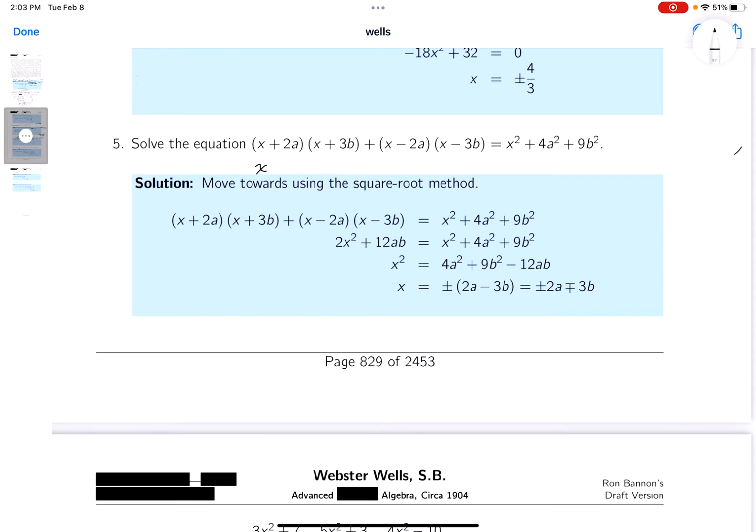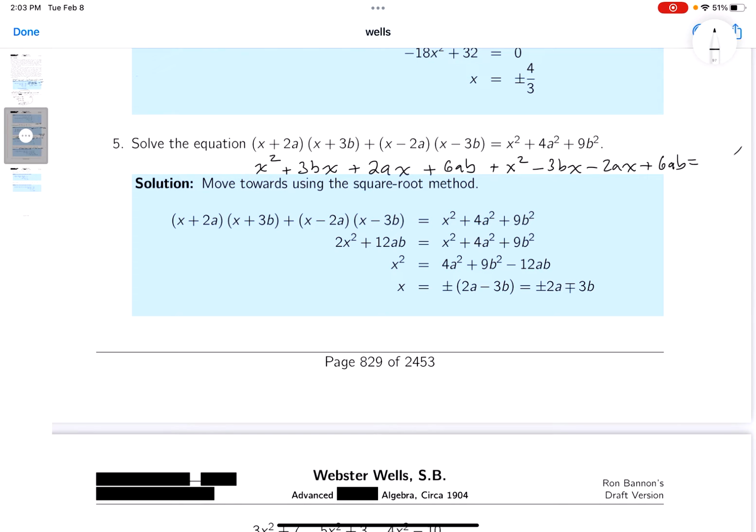You get x squared, and then you're going to get plus 3bx. The next one is going to be plus, a little more complicated, 2ax plus 6ab. Yeah, it's more complicated. Plus x squared minus 3bx minus 2ax plus 6ab.